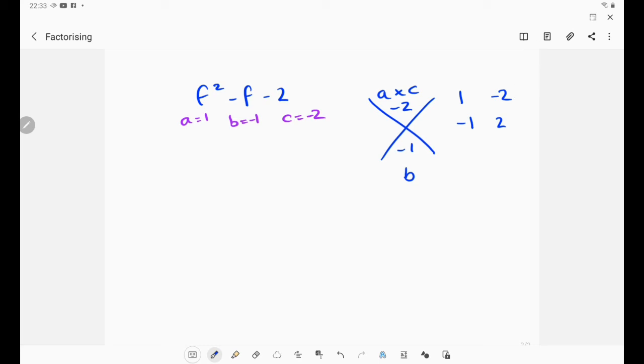To check which one it is, remember we are adding these together, or we're combining them together. So what's 1 take away 2, minus 1, what's minus 1 plus 2? That's going to give us positive 1. So which of these is correct? The top. So there are our factors. And f plus 1, f minus 2. Done.